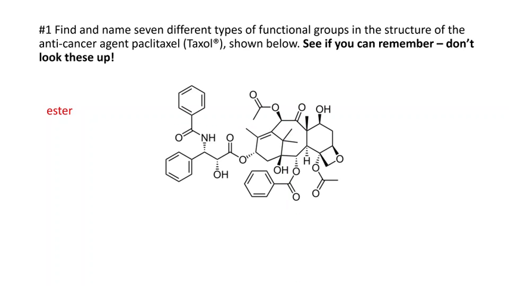Ester. There are several esters. Here. Here. Here. And that's it. 4 esters. Okay. How about an amide? We have 1 amide right here.